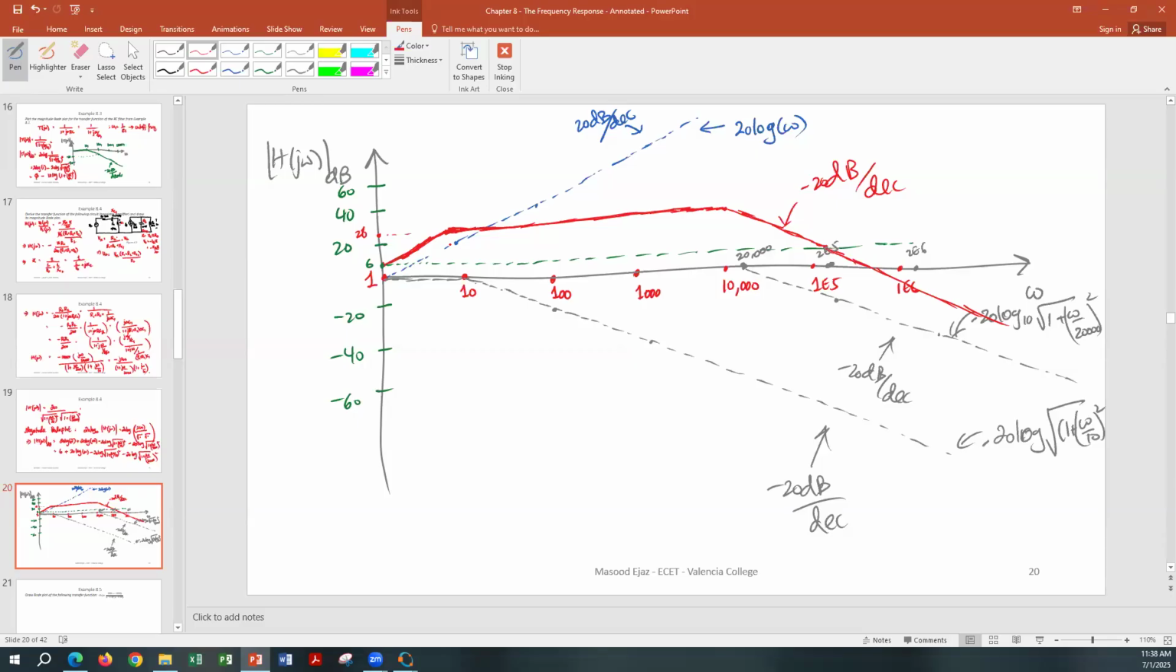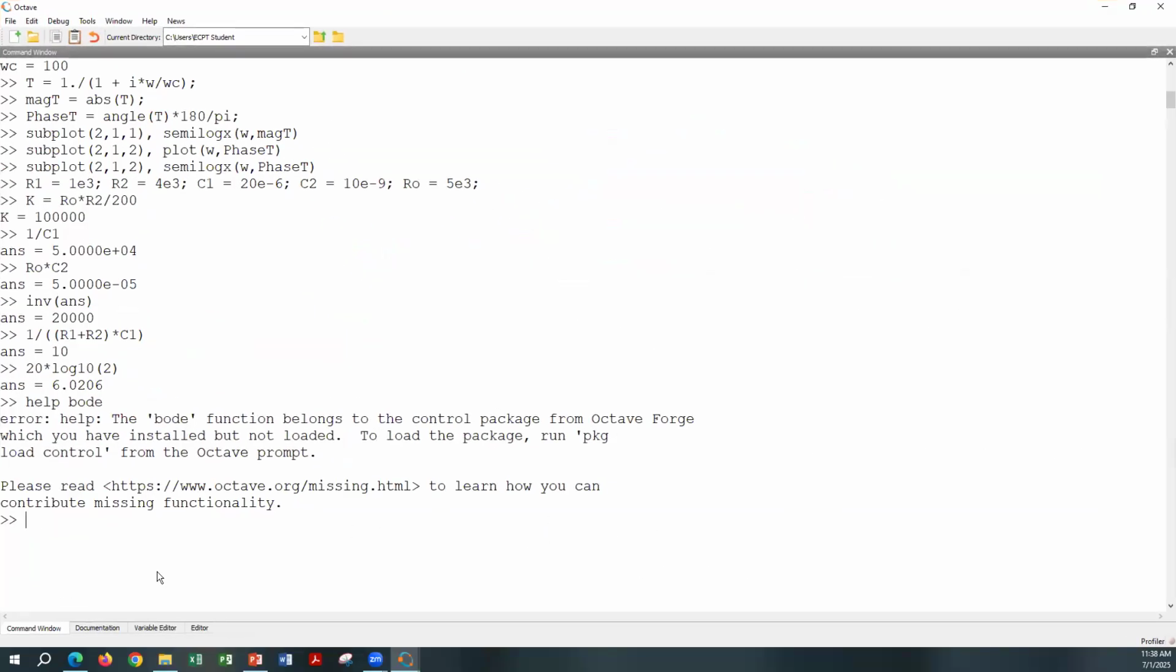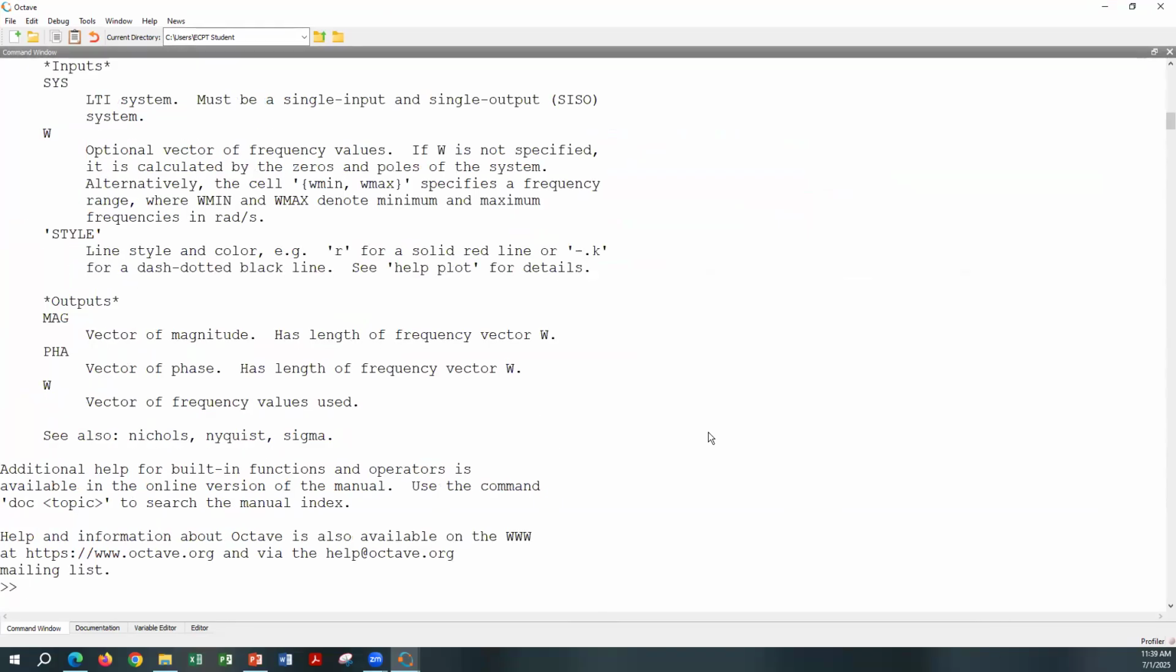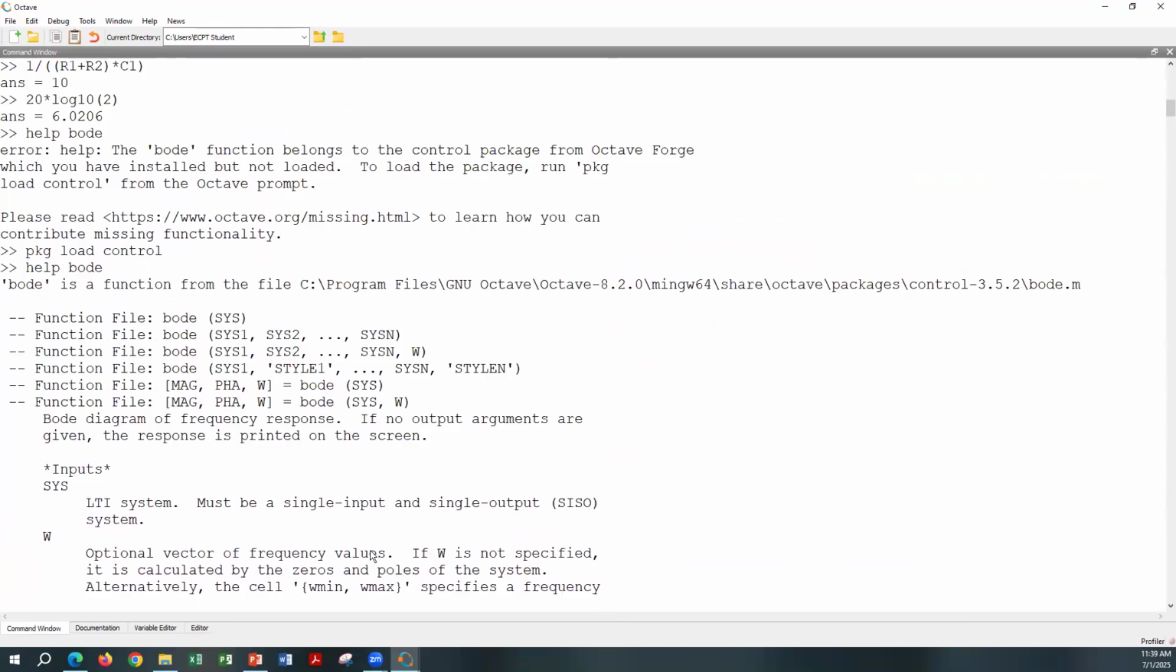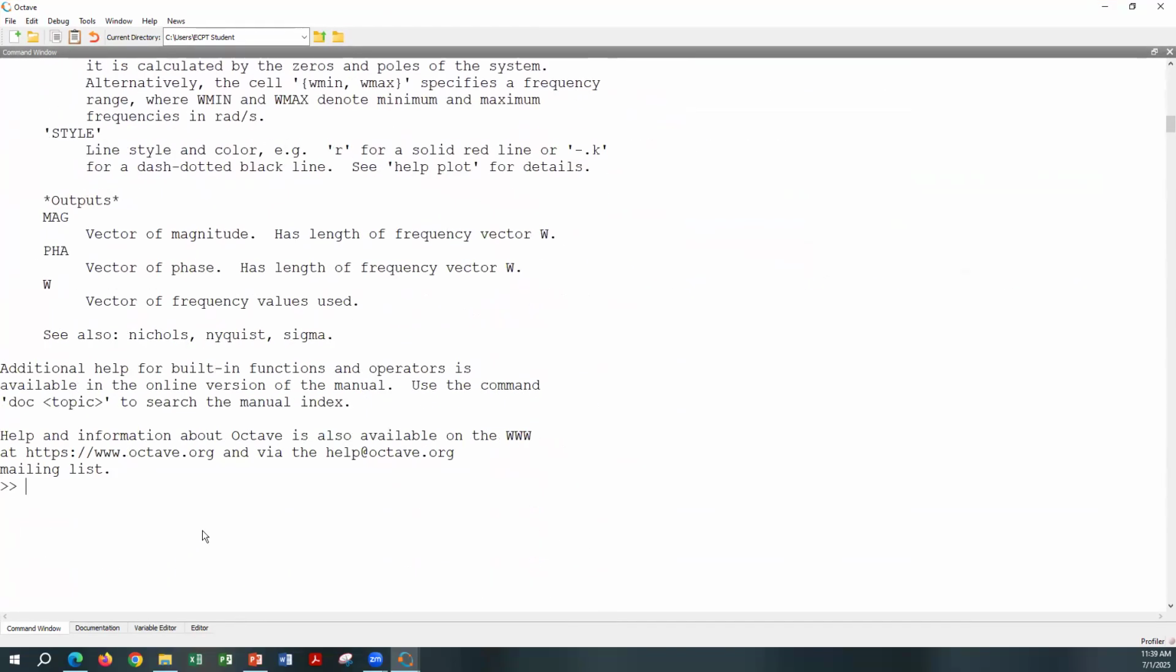Let's do the Bode plot in MATLAB to show you the difference. Let's see, I think it's bode. Help bode. I thought I already loaded the package. Okay, let's see. Bode system. So let's do bode system.